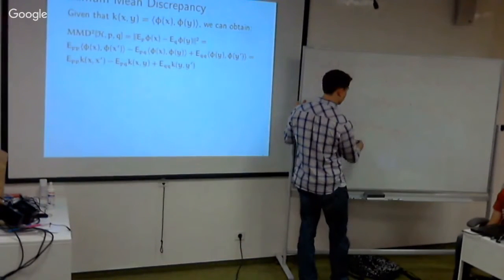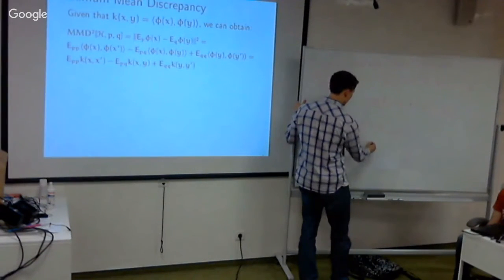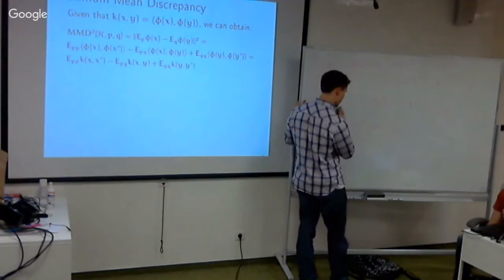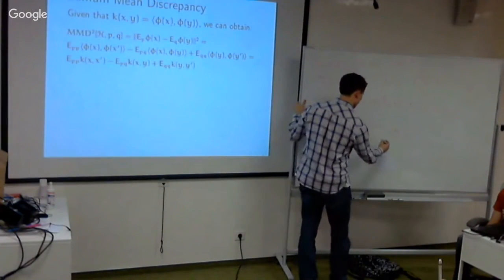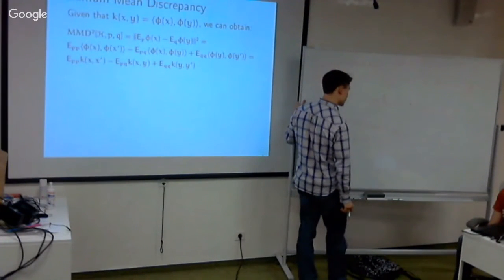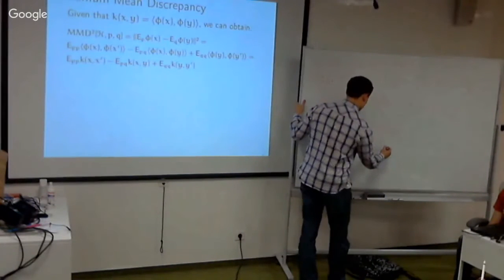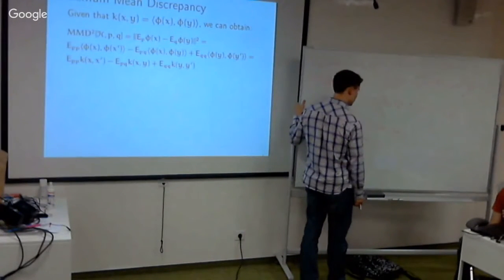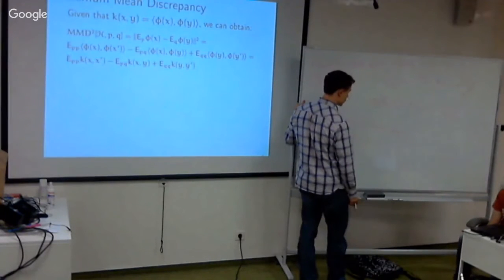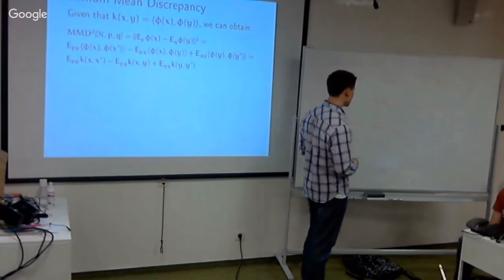And how do we compute this expectation, the expectation of the kernel? You can get a linear function. You fix the second argument, and this is a function of the first argument. And this is exactly the expectation of phi, which is written here.